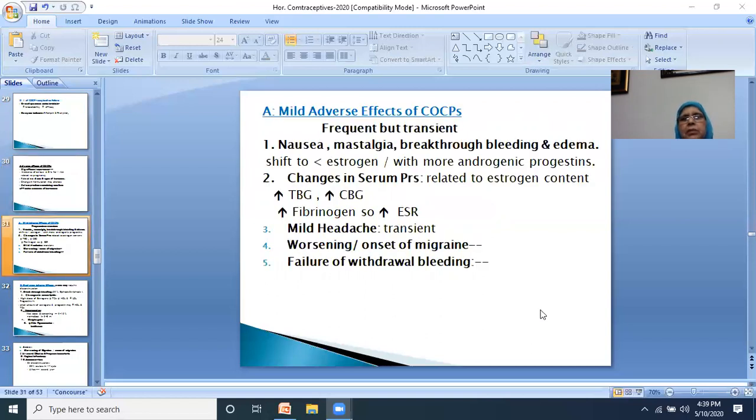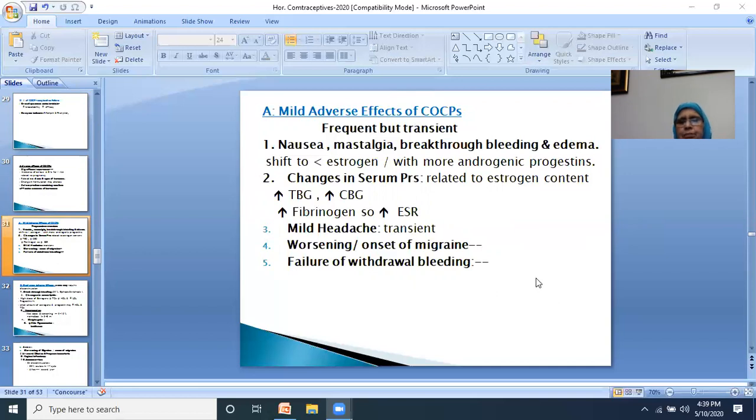These adverse effects may be mild, moderate, or severe. Mild adverse effects are frequent but transient: nausea, mastalgia, breakthrough bleeding, and edema. We should shift to less estrogen or a more androgenic progestin, then these adverse effects may be decreased.